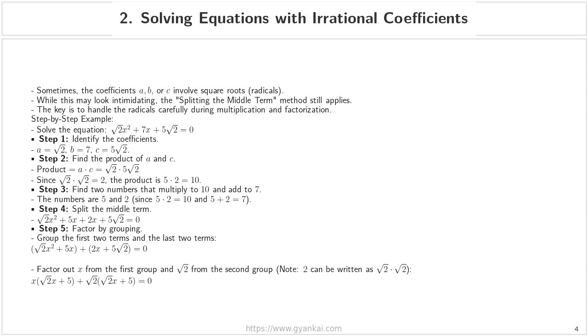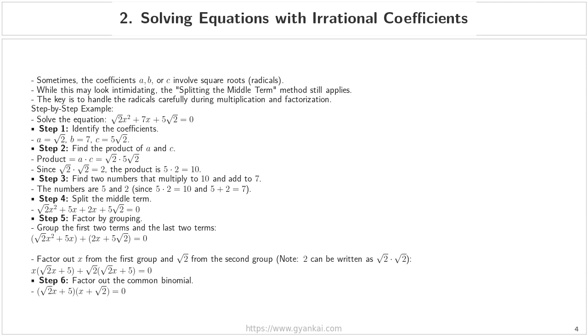Notice that the number 2 can be written as the square root of 2 times the square root of 2. This allows us to factor out a square root of 2 from the second group. When we do this, we are left with the expression x multiplied by the quantity square root of 2 x plus 5, plus the square root of 2 multiplied by the quantity square root of 2 x plus 5. See how both parts now contain the same binomial? We can factor out that common term, which gives us our final factored form.